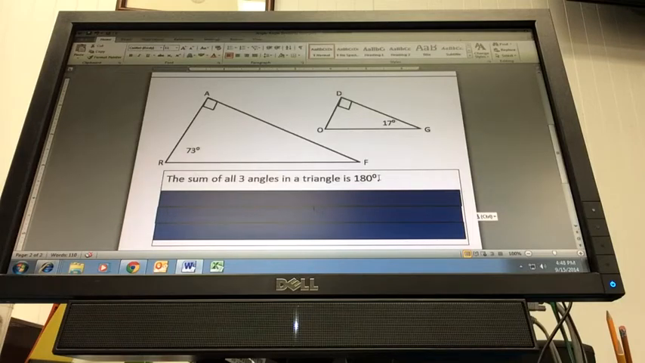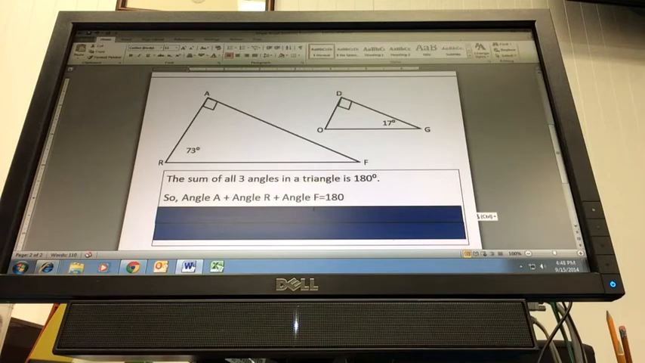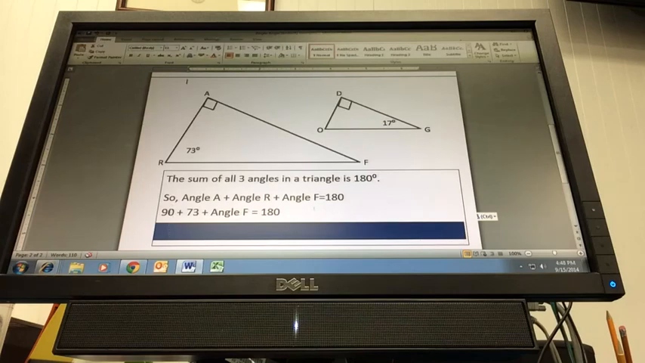You should remember that probably from a couple of years past. When we add up all three angles in a triangle, all of the angles add up to 180 degrees. And in this case, we have angle A is 90 degrees plus angle R plus angle F is going to add up to 180. And we know that angle A is 90 degrees, and we add that to angle R, which is 73 degrees, plus whatever angle F is, 180.